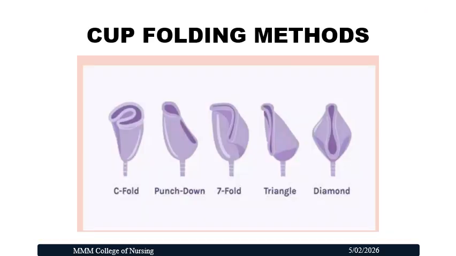These are the methods of cup folding: C-fold, punch down, 7-fold, triangle fold and diamond fold. Any type of this folding can be used before you insert the cup.